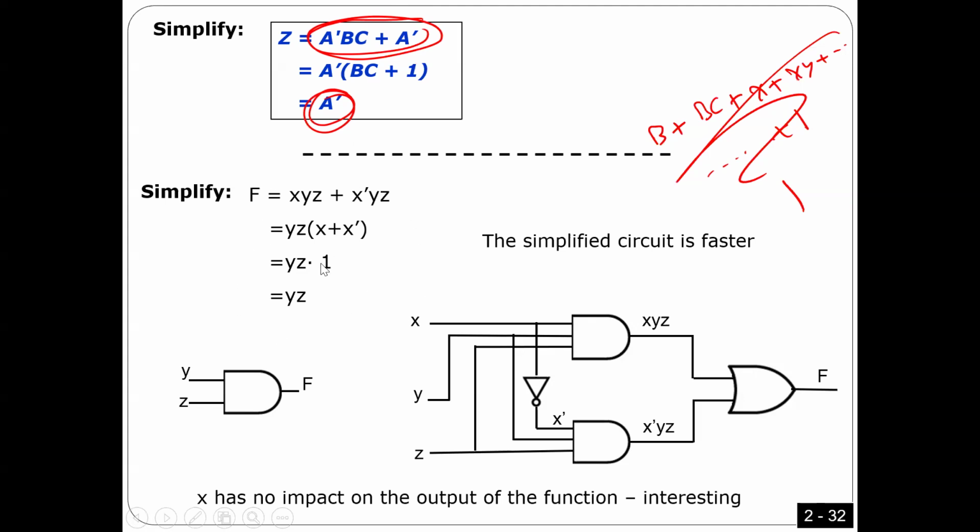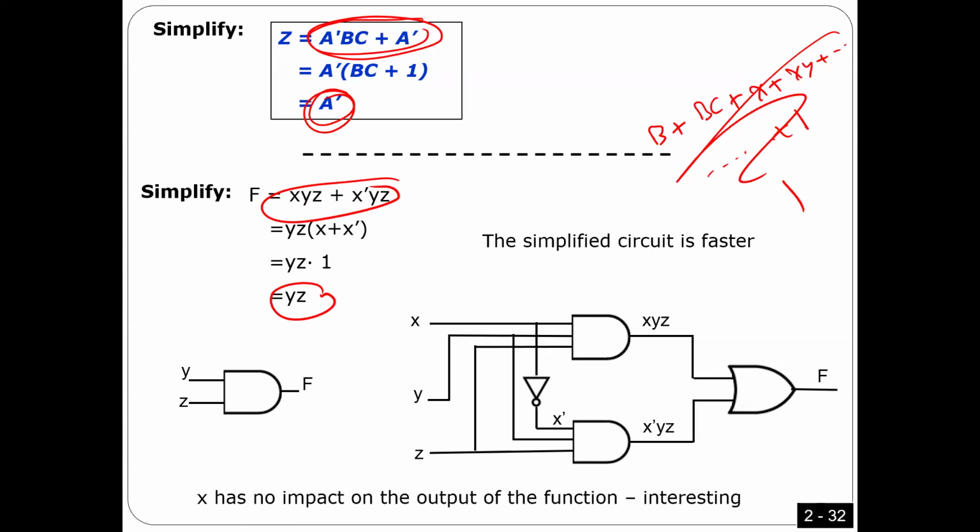Let's see one more here. So again, x y z or x prime y z. Again, you have to look for a common factor. So you can find here y z and y z. So I can take y z as a common factor. So here x or x prime. You know x or x prime is 1. Anything and 1 is 1. So this is actually y and z. So these two functions are identical. Okay, guys? And very simple.